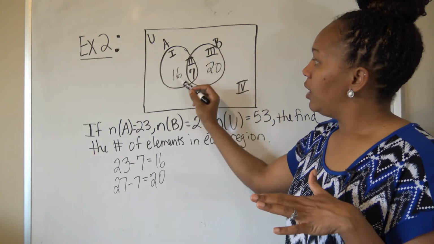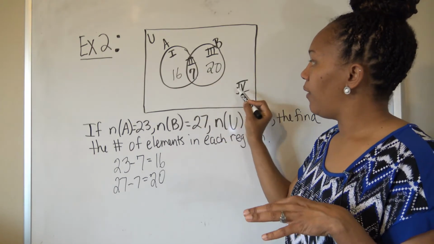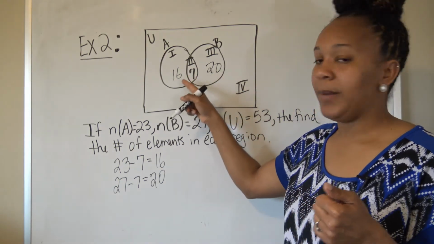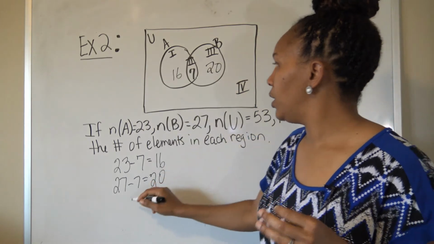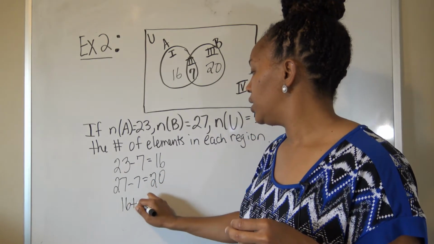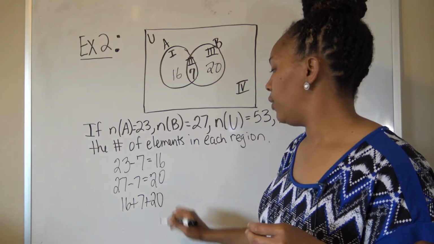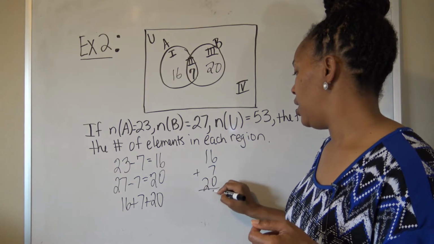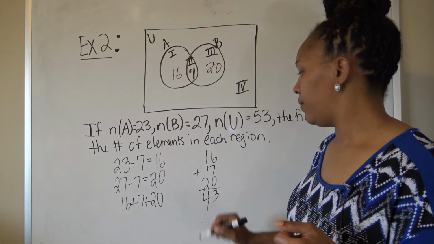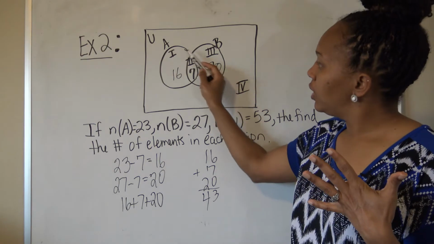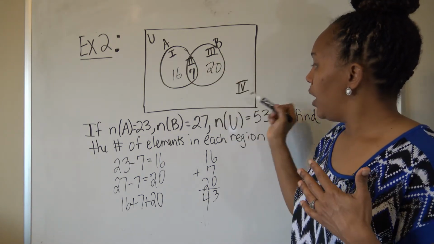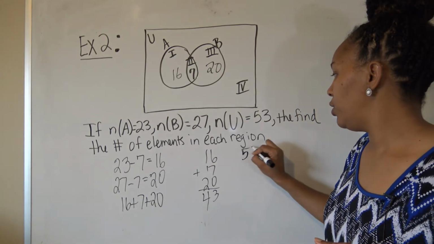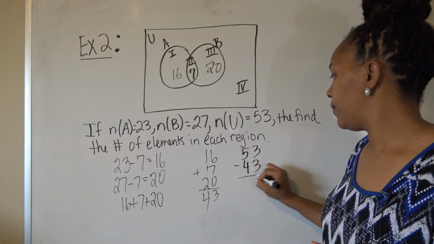That means all of the elements in 1, 2, 3, and 4 need to add up to 53. Well, in order to get to 53, I need to figure out how many elements are in sections 1, 2, and 3. Well, there's 16 plus 7 plus 20. So if you add all those together, if I write them on top of each other where I can add them easily, I get 43. So there are 43 elements across A and B, and it should add up to 53. So in order to figure out what's in this outside region, I would do 53 minus 43, which is 10.